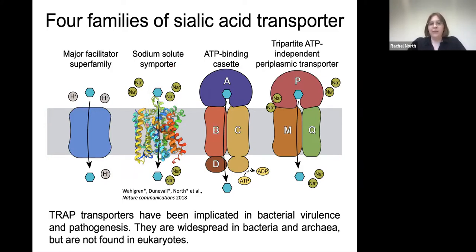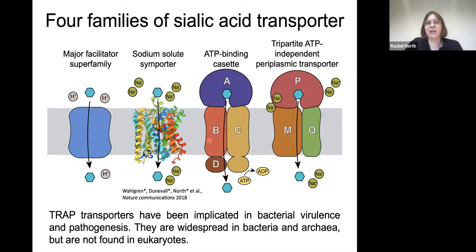And it was one that we solved during my PhD and postdoc position at UC. Interestingly, there are other transporter structures available for this family, but for this sialic acid transporter in particular, we found that it had a new sodium site not yet seen in other family members of the sodium solute symporter family. And next, there are sialic acid transporters that belong to the ATP binding cassette superfamily, or more commonly known as the ABC family.